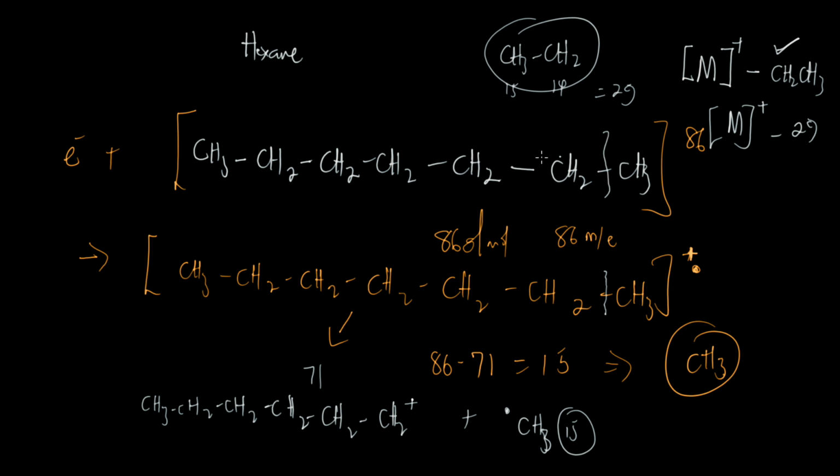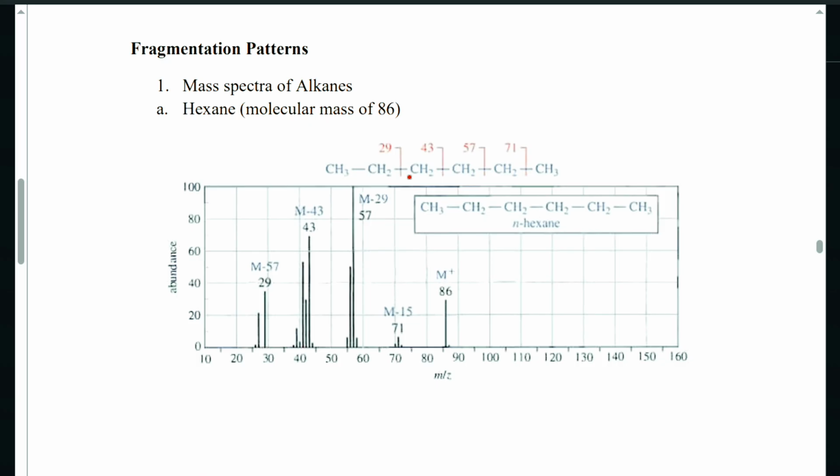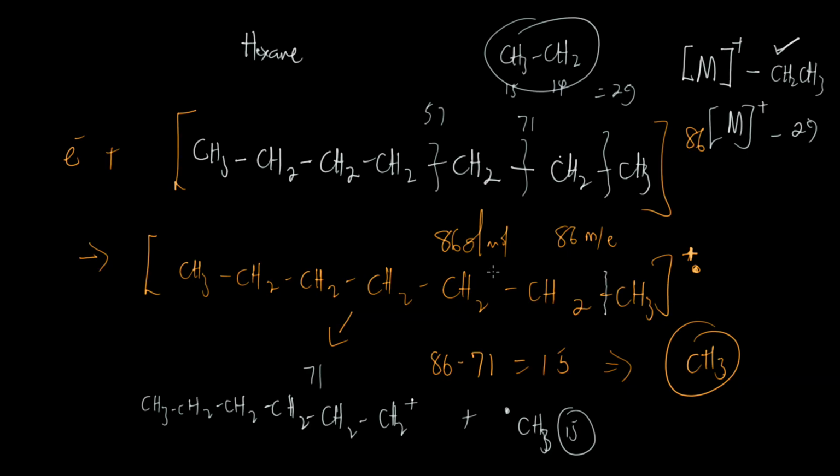So it can break here. When it breaks here, you have 71. When it breaks here, you have 57. When it breaks there, you have 43, and then you have 29. So that's basically that one there.